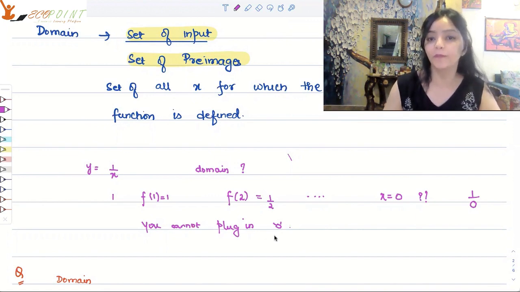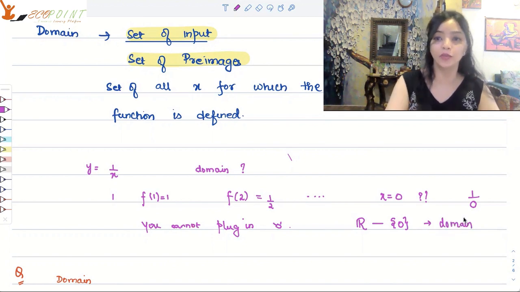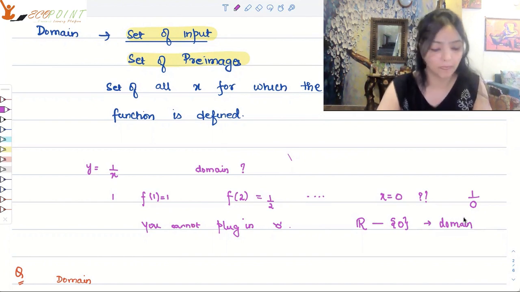0 is a problem here. Hence, I will take all other x's except for 0. In terms of mathematical notation, I will take all real numbers denoted by this symbol R except for 0. So I'm going to delete 0 out of the set of real numbers, and I will call that the domain for this particular function. So whenever you put an input, an output must come out. Otherwise, there lies some problem in the domain.